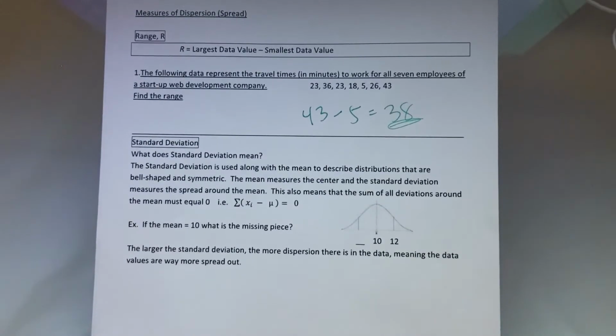Now, a much more complicated, not really complicated as an idea, but complicated to mathematically calculate, and we'll learn doing this in your calculator is easier, is standard deviation. Standard deviation is used along with mean to describe distributions that are bell-shaped and symmetric. So the mean measures the center, standard deviation measures the spread. This also means the sum of all deviations around the mean must be equal to 0. So basically, standard deviation is how far from the center on average something is, roughly.